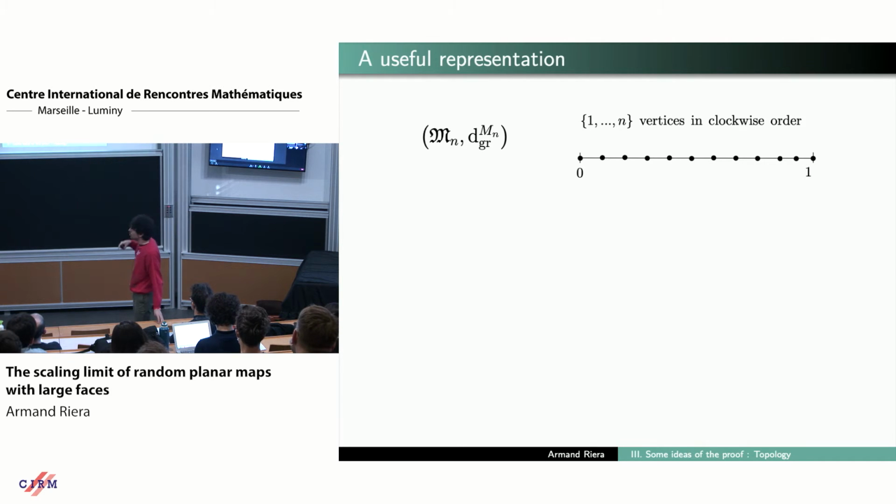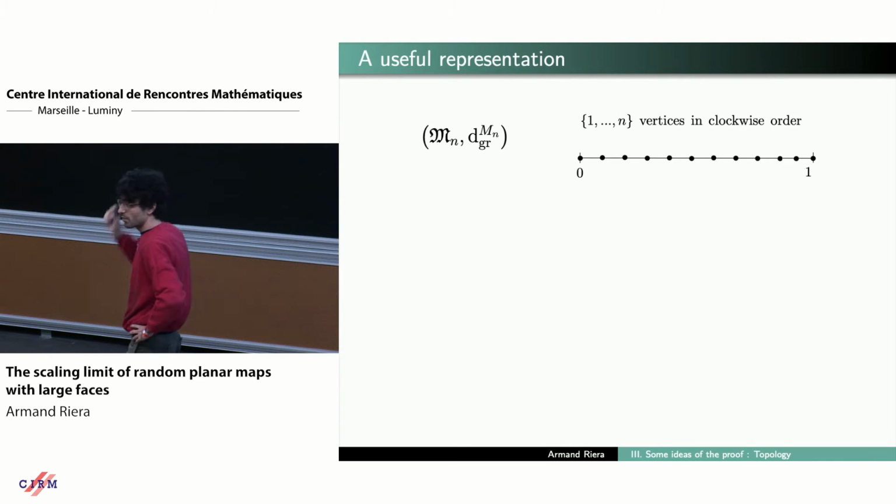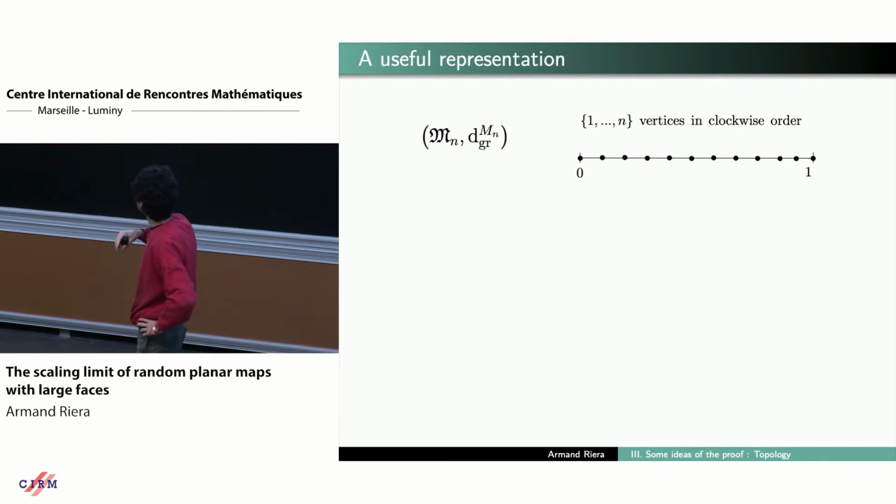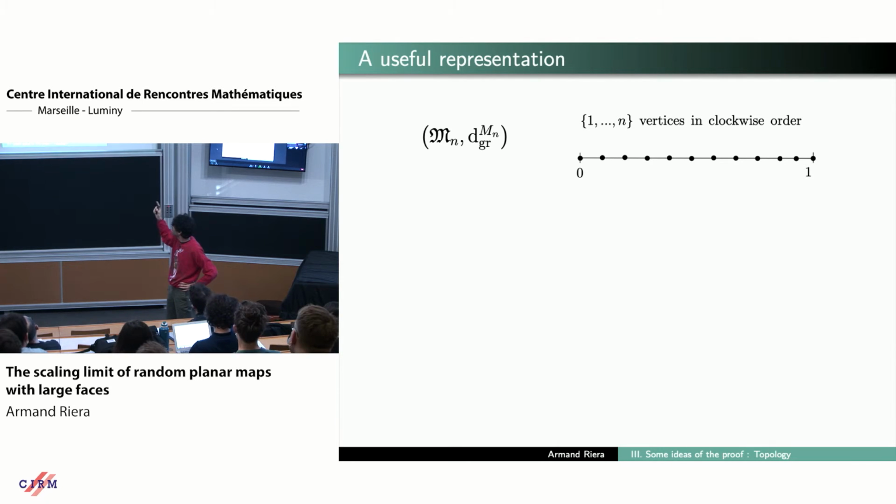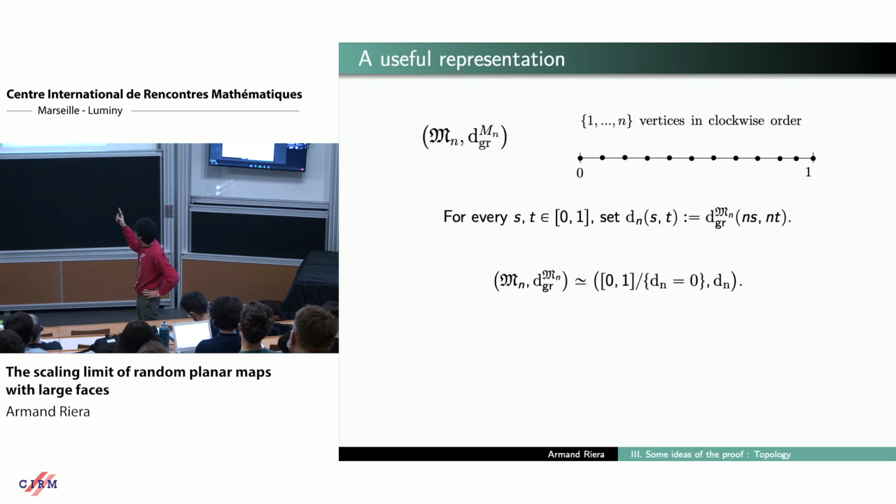So let's say that you have n vertices, and you take your segment [0,1]. And then you put the first vertex at 0, the second one at 1 over n, and so on and so on. Okay, so you now have your vertices on the segment [0,1], and you introduce the pseudo distance. When I say pseudo distance, it means that you can have 0 between two points that are not the same. So that for every s and t, d_n(s,t) is just the graph distance between ns and nt.